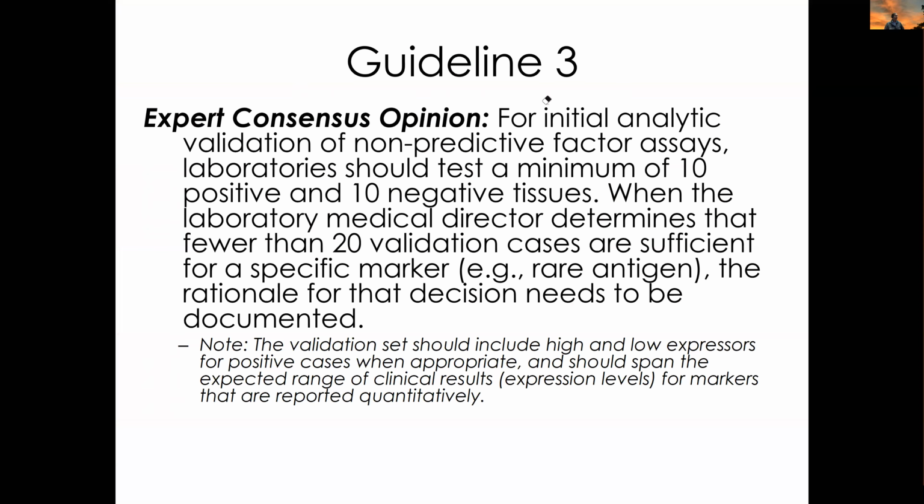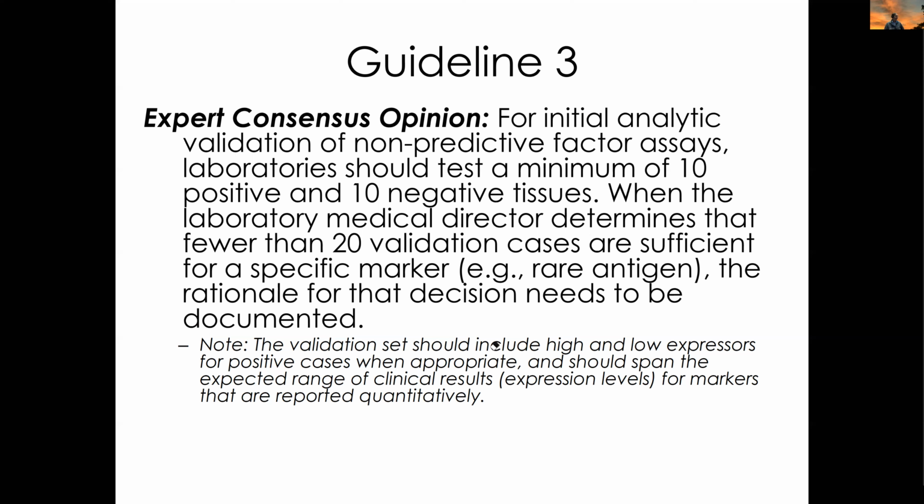This gives us the numbers. For initial analytic validation of non-predictive assays, laboratories should test a minimum of 10 positive and 10 negative tissues. So a total of 20 cases, 10 positive, 10 negative. Now, the laboratory medical director has some flexibility here. If he determines that less than 20 is sufficient, for example, if it's a rare antigen and finding 20 positives would take you from now until doomsday, then you need to document the reason for that.